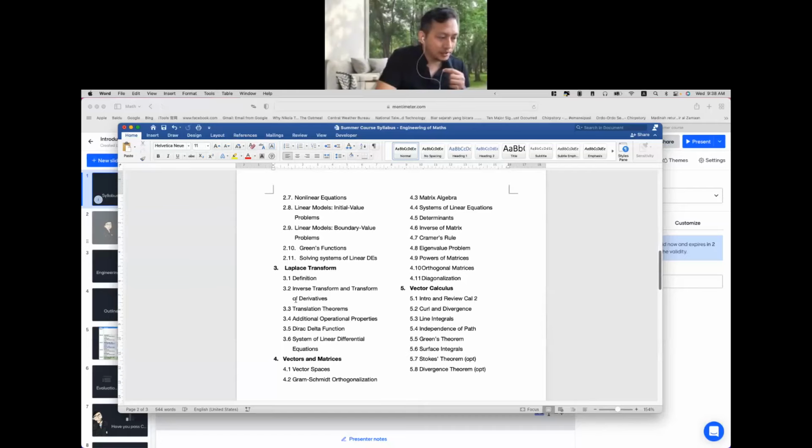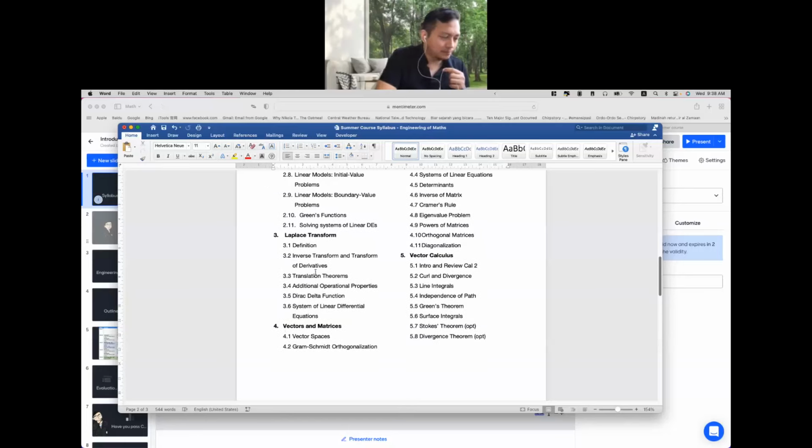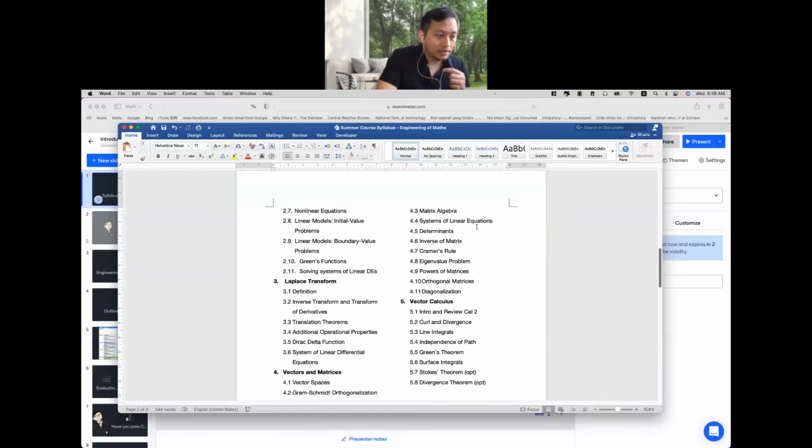Then the Laplace transform. At least the first four are a must for Laplace, but the Dirac delta and the system of linear differential equations, these two can be skipped. It depends. I think this will be next week. For the vectors, I think the first two I will just explain really fast, for the vector space, and the Gram-Schmidt probably skip.